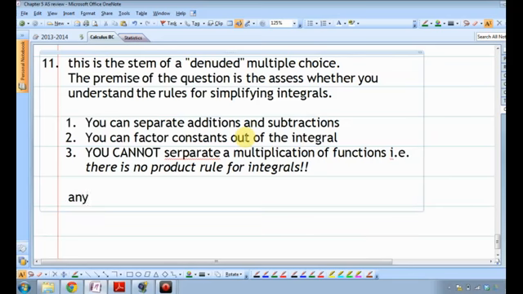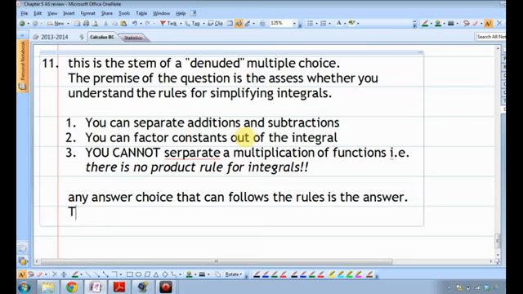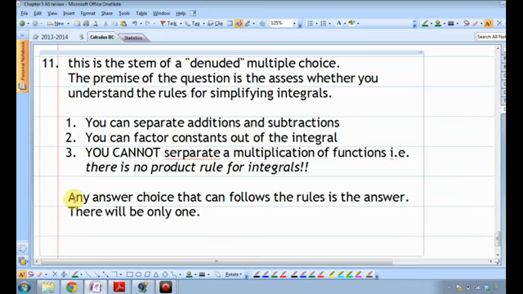Any answer choice that follows the rules is the answer. There will be only one. There's no product rule for integrals. Okay, so Ed? There is only one that will work.